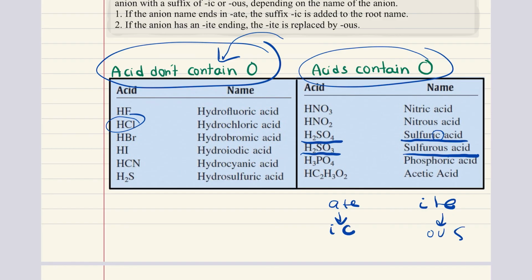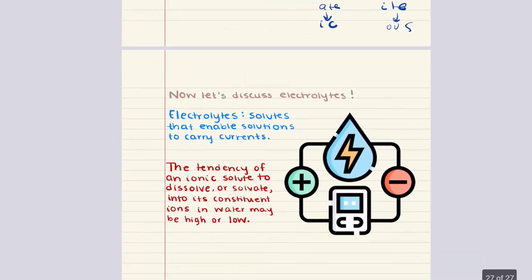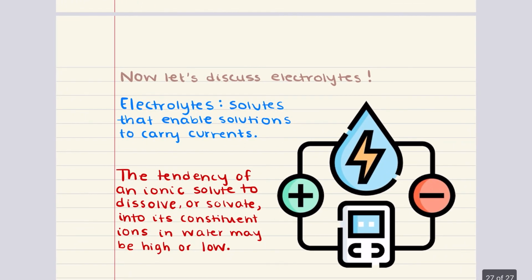Now we can move on to our last and final discussion. This is going to be very brief. We're just going to define and discuss electrolytes for a little bit. We're going to come back and revisit this topic in Chapter 9 when we cover solutions. Electrolytes are substances that produce ions when dissolved in water. These ions can conduct electricity, making the solution an electrolyte.